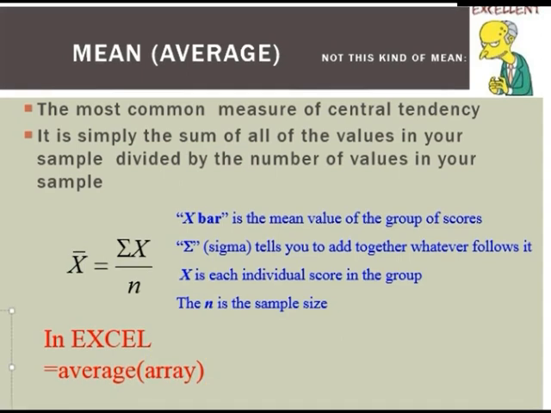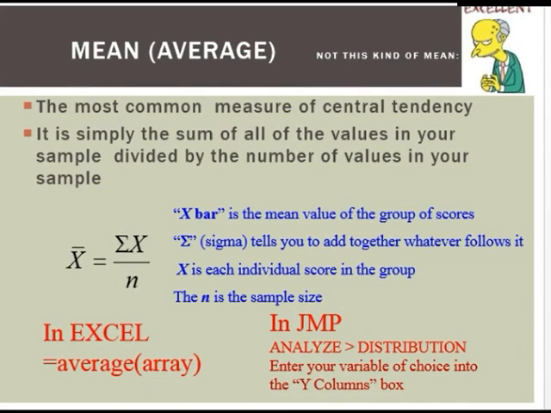So in JMP, how does it work? From the main toolbar in JMP, you'll go to the Analyze tab, and then within that, Distribution. And when you do that and enter whatever variable it is you're looking for the mean on into the little Y box, it will give you some output that looks like this.